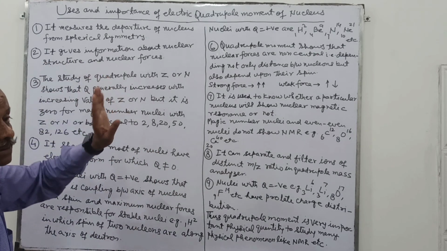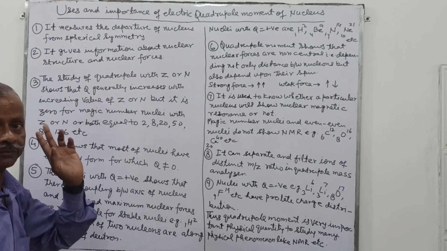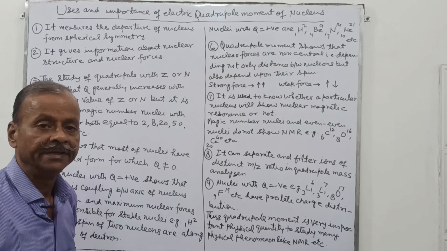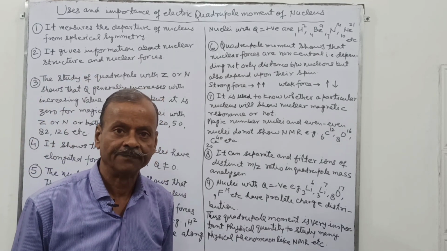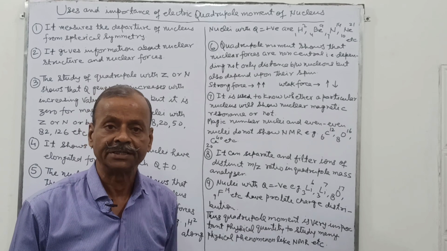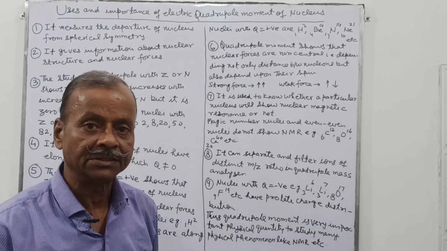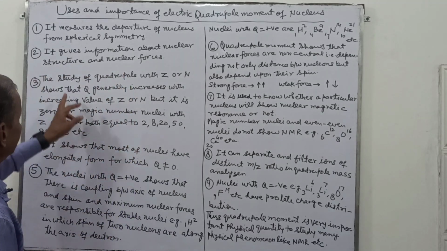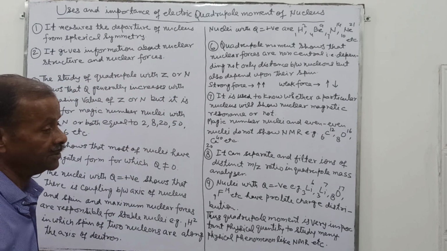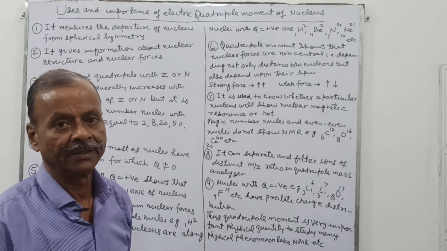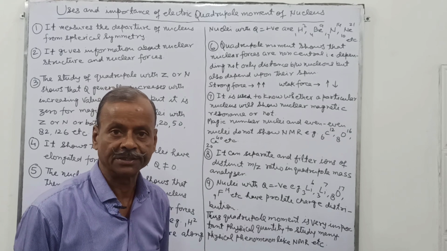First, it measures the departure of the nucleus from spherical symmetry. It means that all the nuclei are not spherical in shape, but they are elongated. That means they may be prolate or oblate type. It gives information about the nuclear structure and the nuclear forces. Nuclear structure, as I told you, whether this is spherical, oblate or prolate.